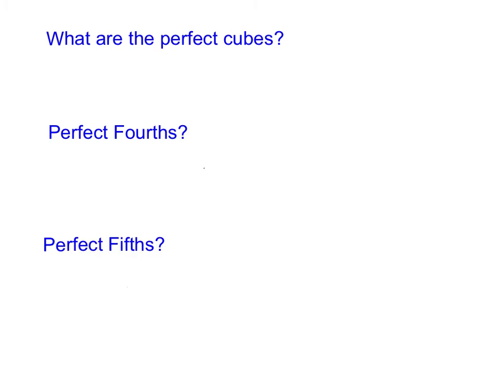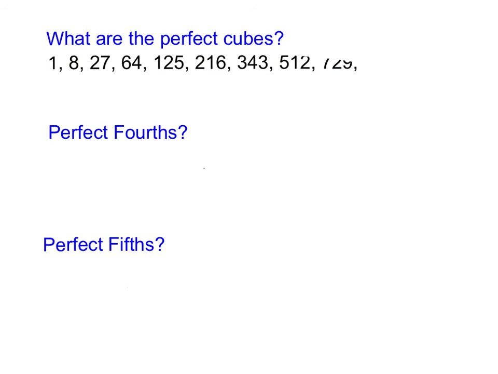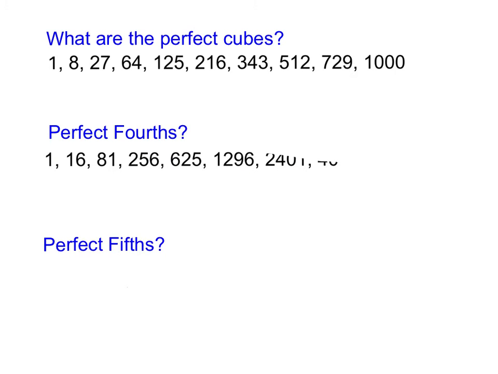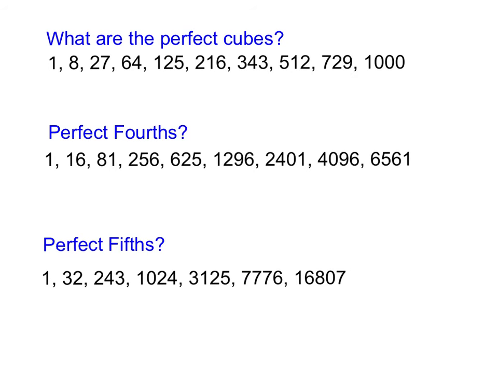All right, so now we're going to look into perfect cubes, fourths, fifths, etc. So what are the perfect cubes? So look for your table. You should have a table listing them all, right, that we filled out. So those are my perfect cubes: 1, 8, 27, 64, 125, 216. Perfect fourths are these: 16, 81, 256. Perfect fifths: 1, 32, 243, and so on.